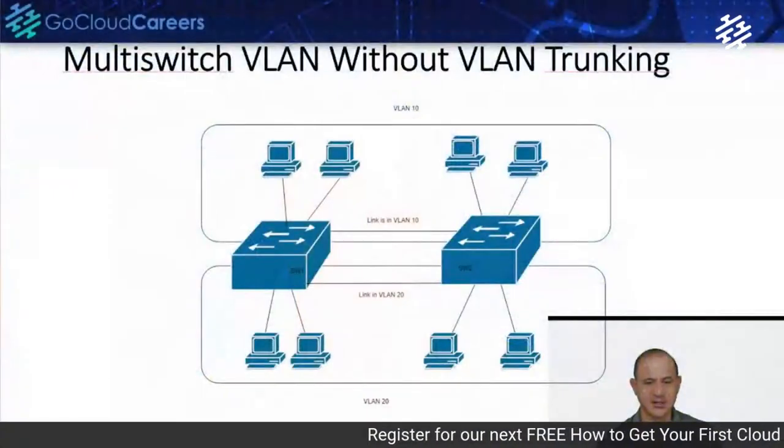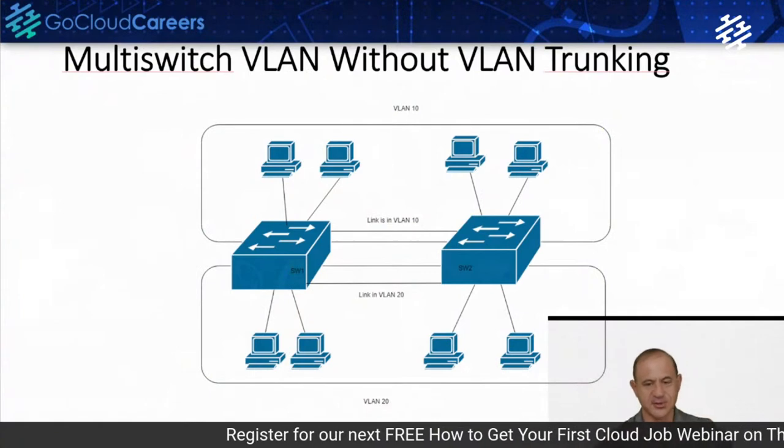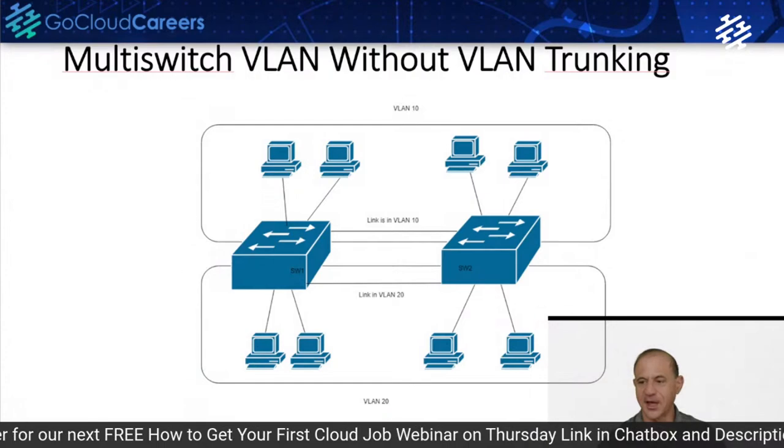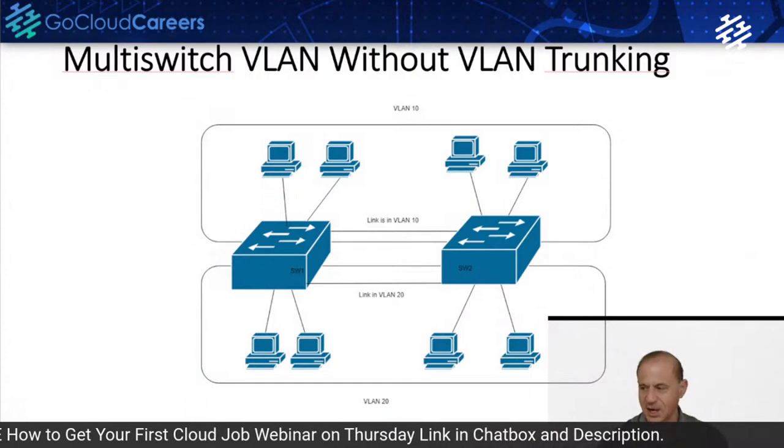Again, if it's multi-switch, it's going to be the same thing. Nothing changes. You've got users plugged into one switch versus another switch, and you could have a cable per VLAN, or you could have a trunk port, just like I showed you. So kind of keep that in the back of your mind.